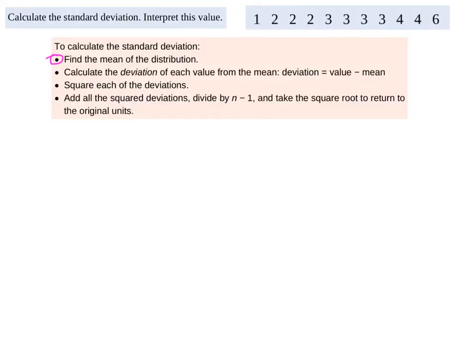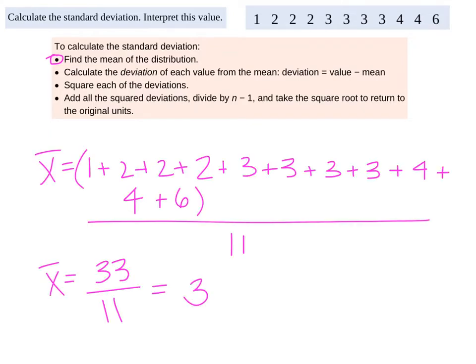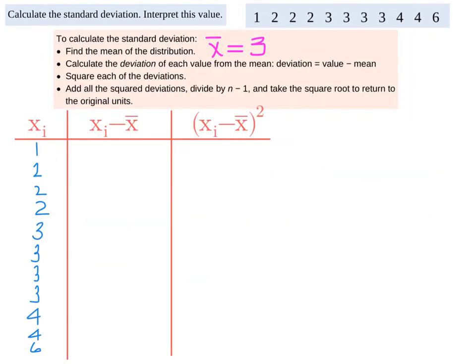So the first of those steps is to find the mean of the distribution. So let's do that. When I add up all of those values here, I get 33, and there are 11 values, so 33 divided by 11 is a nice, crisp 3. So here's what we're going to do from there. We've got our mean, which is 3, and I'm going to combine these two steps here.